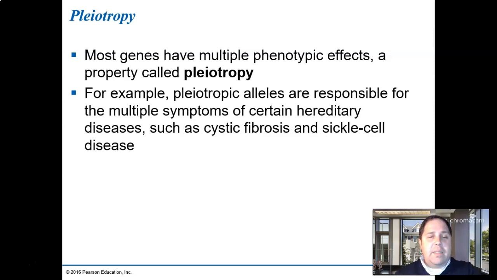All right, the last complexity here is that some genes have multiple phenotypic effects, and the vocabulary term for this is pleiotropy. So pleiotropic alleles cause lots of things. You have some hereditary diseases such as cystic fibrosis and sickle cell disease, where one mutation actually causes a whole host of problems. Those get more complicated to look at because the pleiotropic effects of the mutation end up making things confusing, masking what's actually going on.